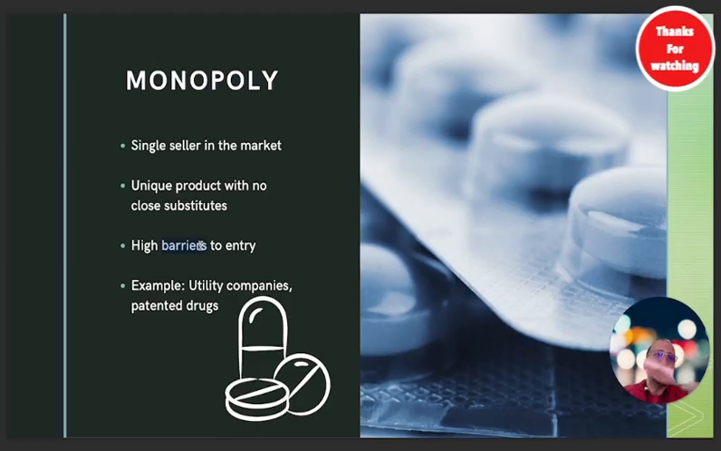Even in my class, we were engineering background students, and we were unable to manufacture an iPhone at our homes because the barrier is so high. So no one can enter here. So there's a high entry barrier, and there is only one single player in the market, which means one seller in the market. So that person can decide any price for selling, any price, because there is no substitute.